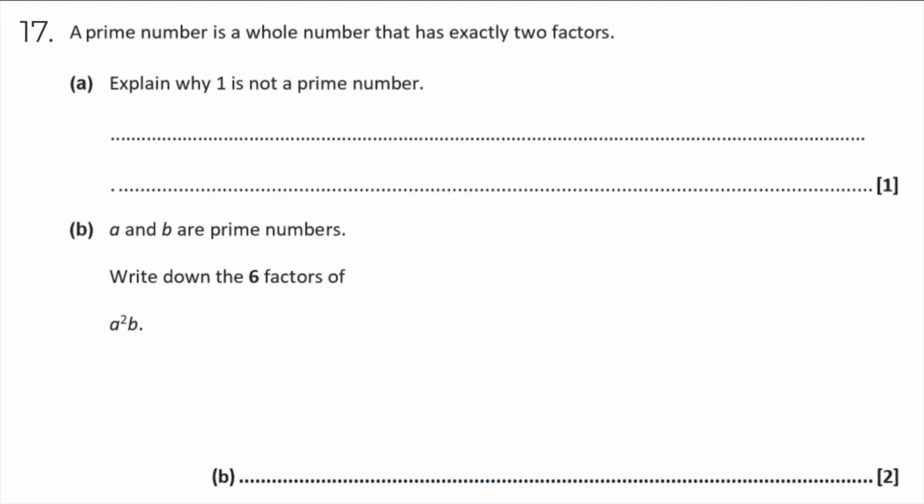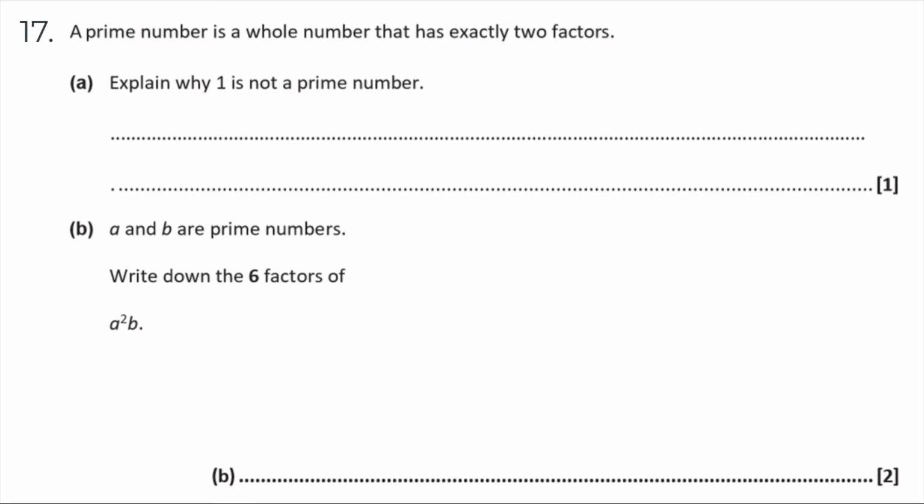A prime number is a whole number that has exactly two factors. Question A says, explain why 1 is not a prime number. Well, it comes from the definition, doesn't it? A prime number has exactly two factors, and what are the factors of 1? There's just 1. So it doesn't have two factors, so it can't be prime. So 1 only has one factor and not 2, and therefore it is not prime.